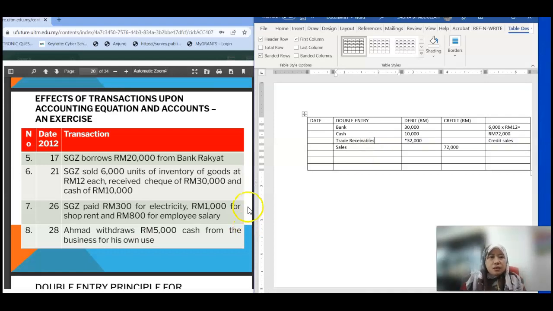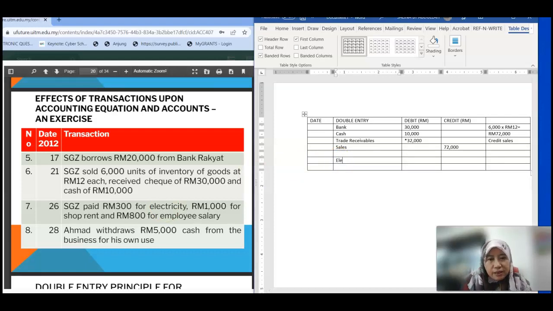So you will debit trade receivable. Okay, now let's move to the next one. The business paid 300 ringgit for electricity, 1,000 ringgit for shop rent, and 800 ringgit for employee salary. So the word paid here: since the question is silent, we are going to assume that the payment is made by cash. So you record the transaction together.